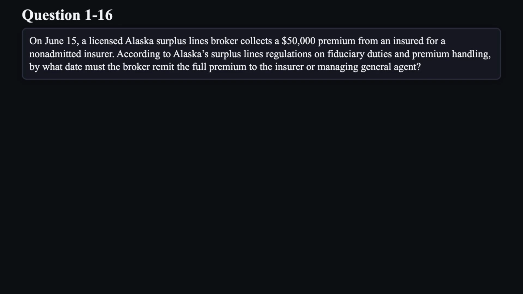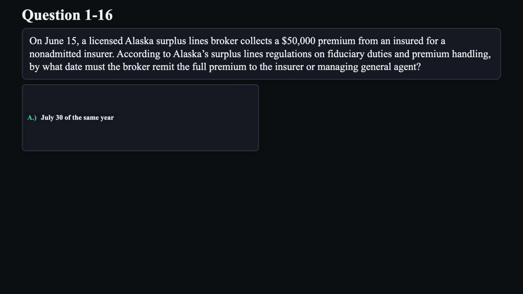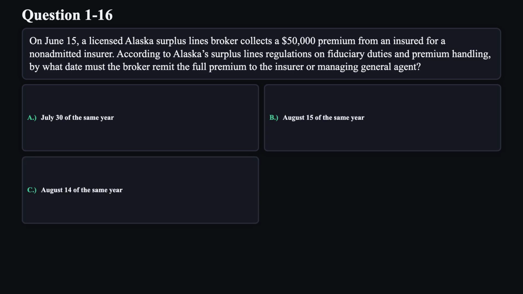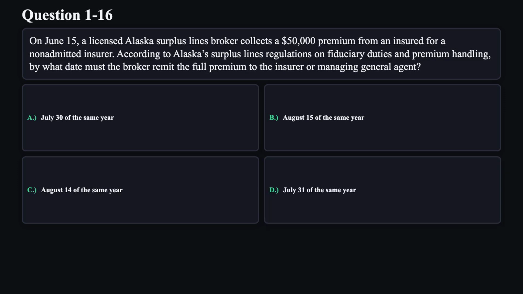Question 16. On June 15th, a licensed Alaska surplus lines broker collects a $50,000 premium from an insured for a non-admitted insurer. According to Alaska's surplus lines regulations on fiduciary duties and premium handling, by what date must the broker remit the full premium to the insurer or managing general agent? A. July 30th of the same year. B. August 15th of the same year. C. August 14th of the same year. D. July 31st of the same year.